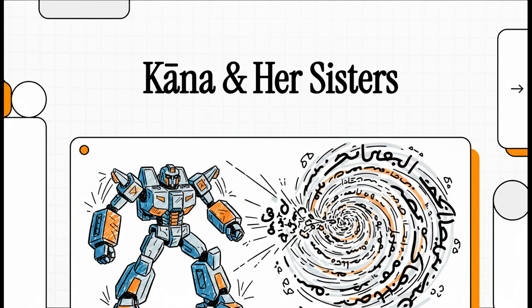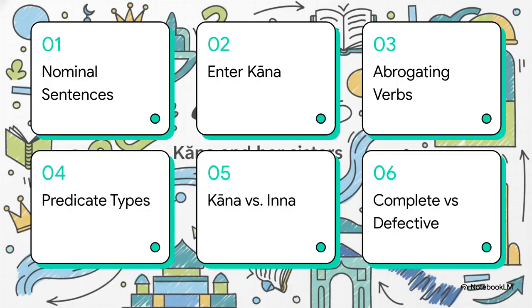Honestly, mastering this is one of the absolute biggest steps any guy studying the language can take toward unlocking advanced Arabic. So before we jump right in, here's our roadmap for today. We'll be looking at the original nominal sentence, enter kaana and sisters, meet the abrogating verbs, types of kaana predicates, kaana versus inna, and finally, complete versus defective kaana.